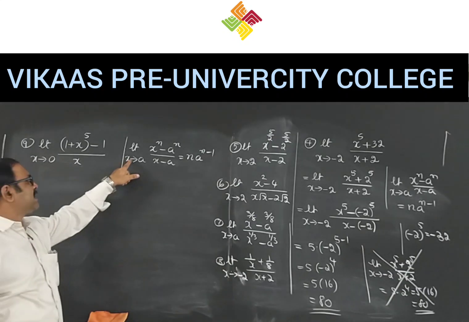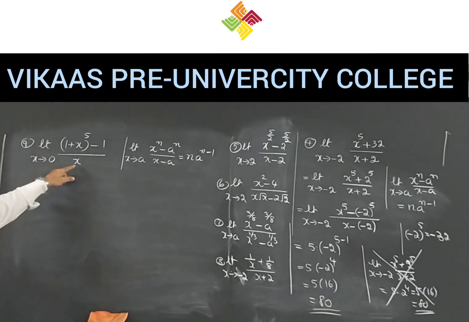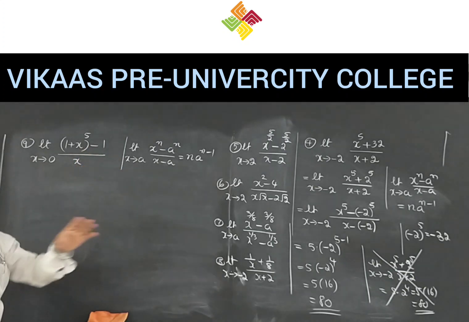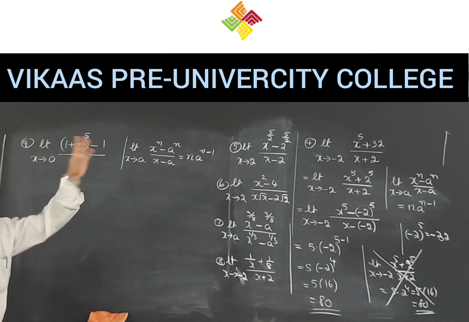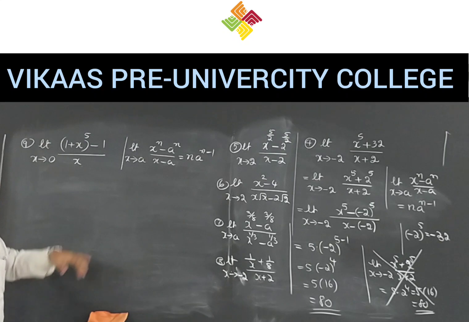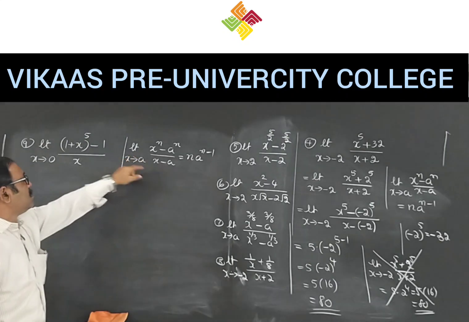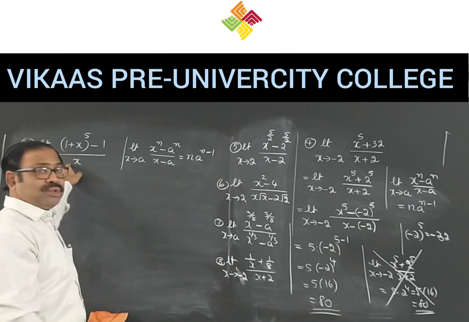Here x is tending to a, they have given x minus a as a factor. Here 1 plus x is there, and the denominator is not in that form. Therefore, first you compare with the general result and find out whether this problem is similar to the given standard result. But here this is not in the standard form. Okay? Therefore what to do? You have to change this.